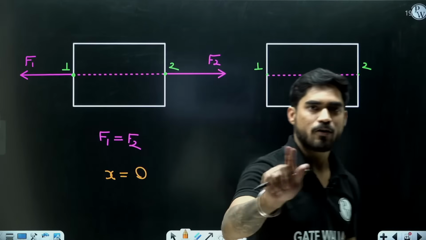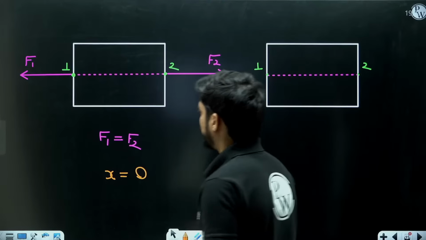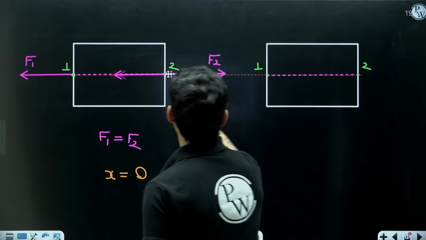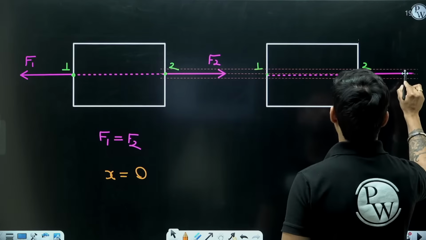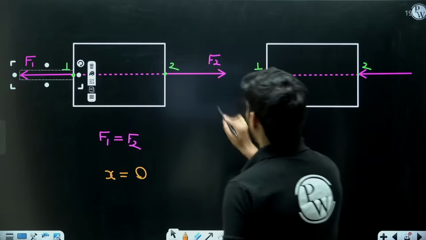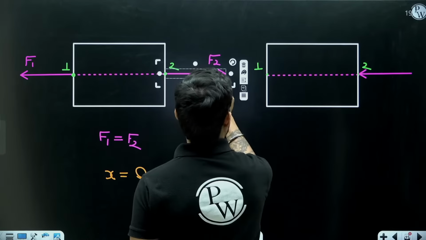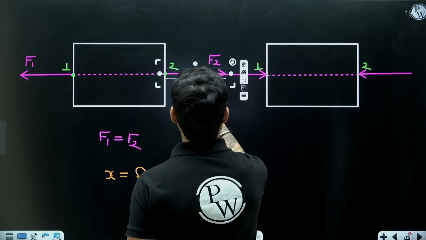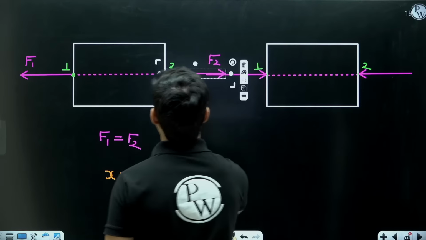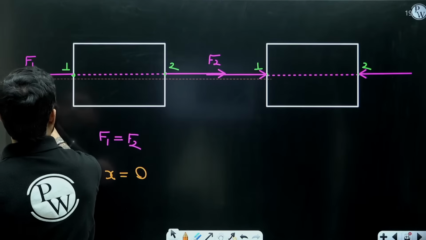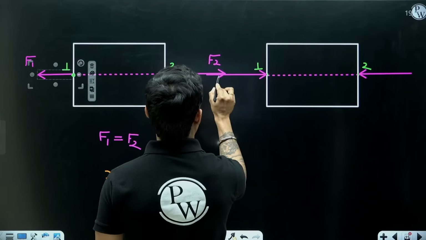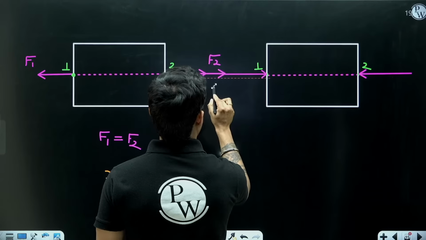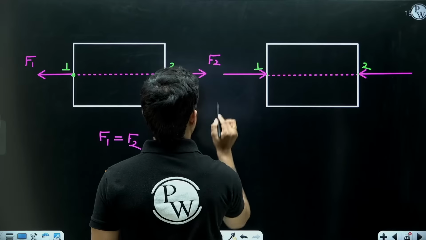Now understand, if I move this force from point 1 to point 2, and if I move this force from point 2 to point 1, I have moved this force F1 from point 1 to point 2 and this force F2 from point 2 to point 1. Can you see that?